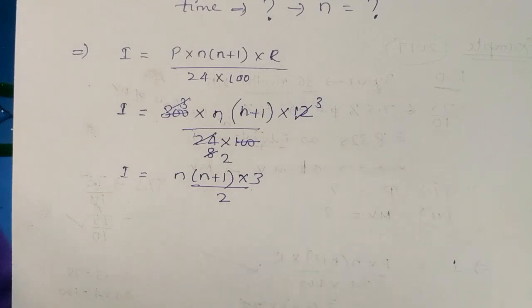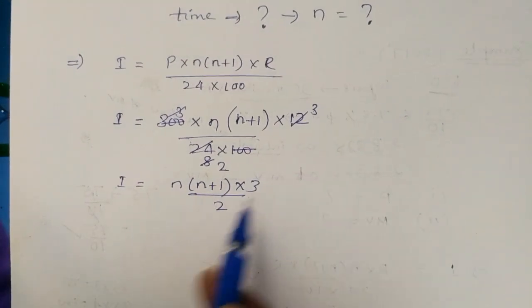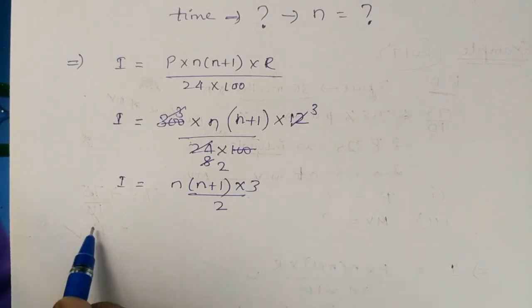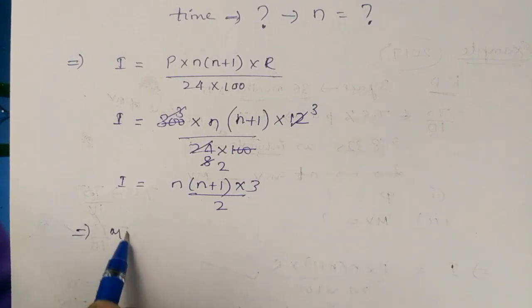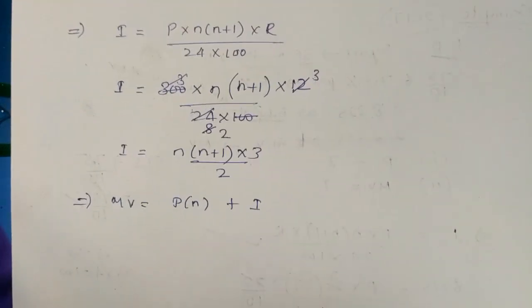Then we stop this here only. Further calculation is not possible, there is no cancellation left. We go to the second: MV is equal to P into N plus I. What is MV? Maturity value. Maturity value is already given, 8100, right? What is P? 300 every month.